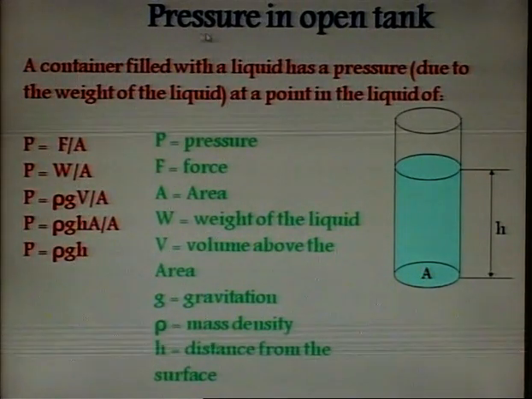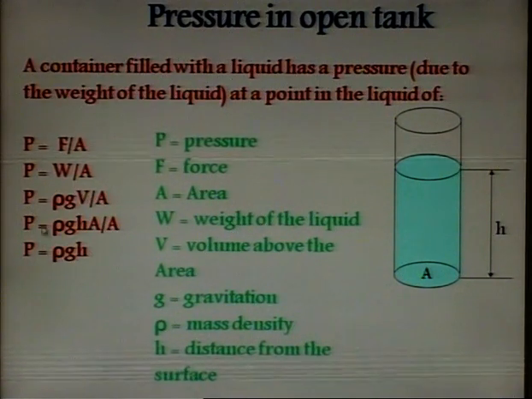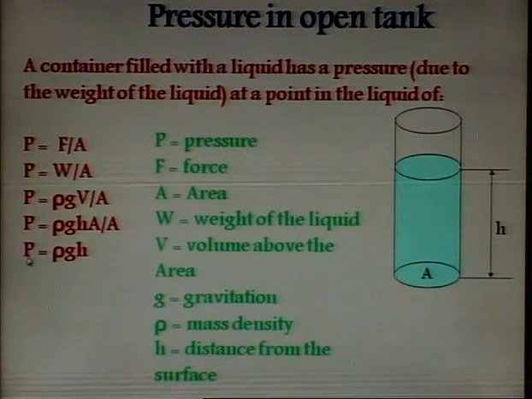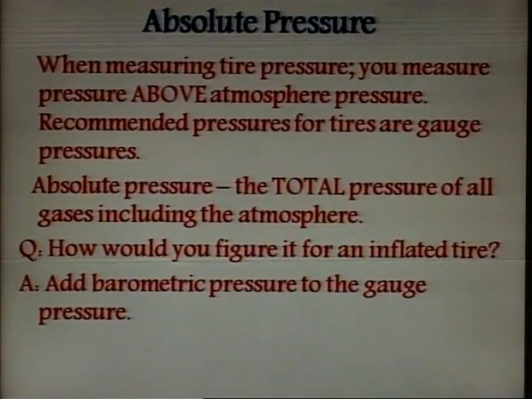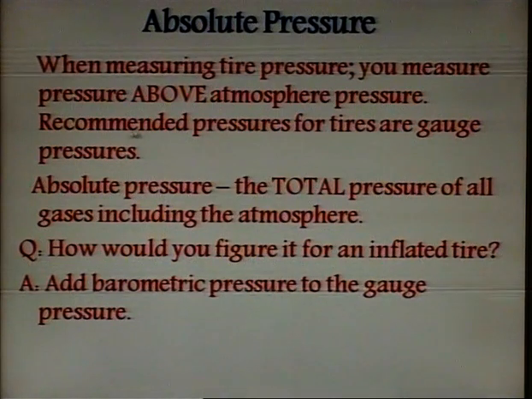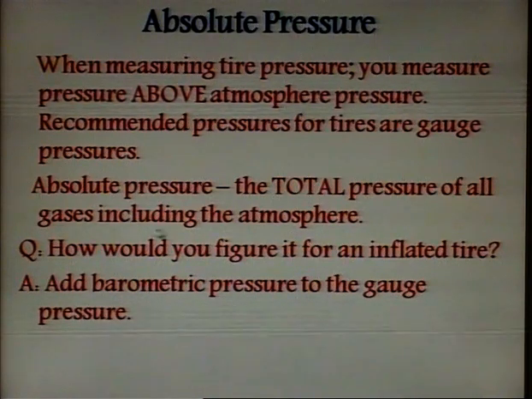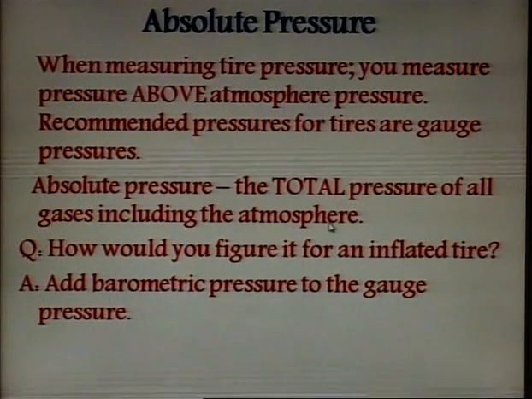To calculate pressure, the formula is force upon area, but for a liquid in an open tank, the formula used will be P equals h rho g, where h is the height of the liquid in the tank, rho is the density of the liquid and g is acceleration due to gravity. So what is absolute pressure? When measuring tire pressure, you measure pressure above atmospheric pressure. Recommended pressures for tires are gauge pressure. Absolute pressure is the total pressure of all gases including the atmosphere.